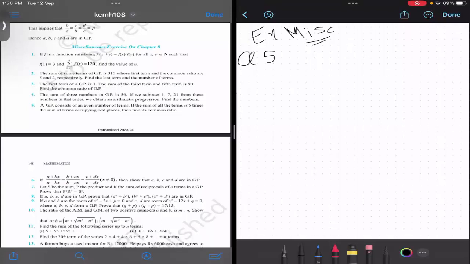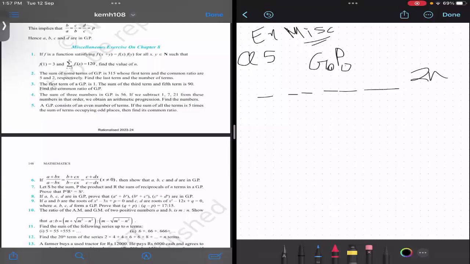So first of all, the first information that has been given to us is that there's a GP and it consists of an even number of terms. So if it does consist an even number of terms, can I say that this particular GP has 2n terms? I can say that, right? Because 2n is going to be any even number and I can represent the total number of terms in this GP as 2n because they are even, correct?